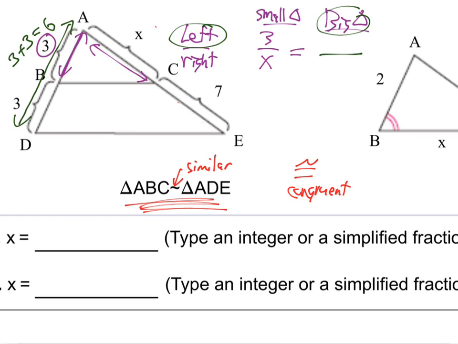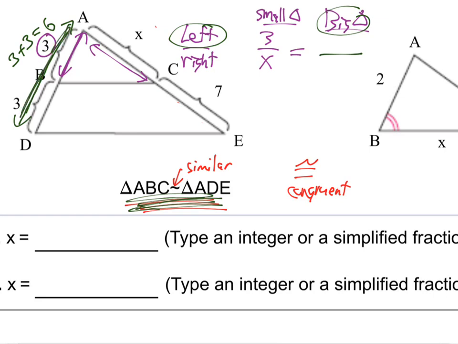Does that make sense? So I'm doing left to right, little triangle, left to right, big triangle. They have to be equal, because they told us these triangles are similar, so the ratios of their corresponding sides have to be the same. So left to right for the little triangle, 3 over X, has got to equal left to right for the big triangle. The big triangle, his left is 6.